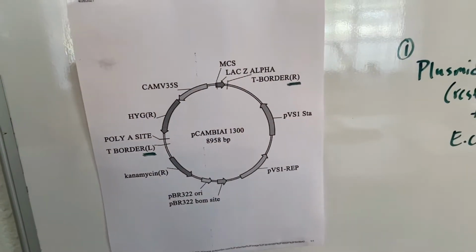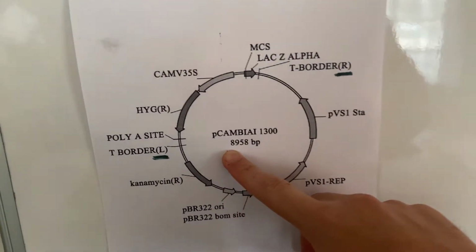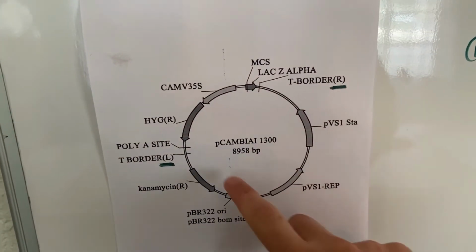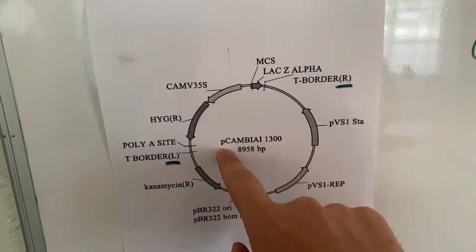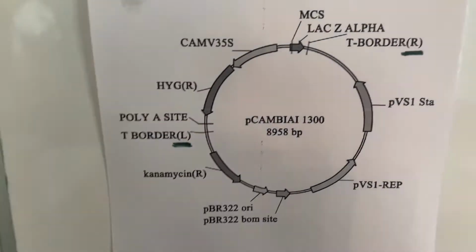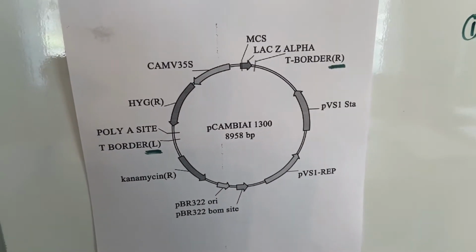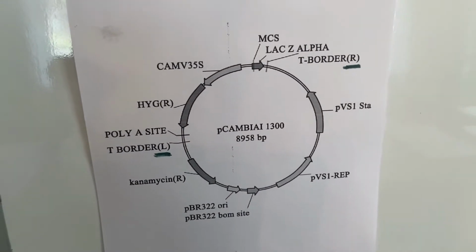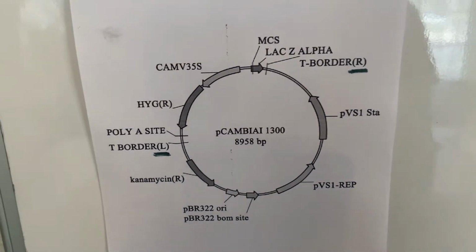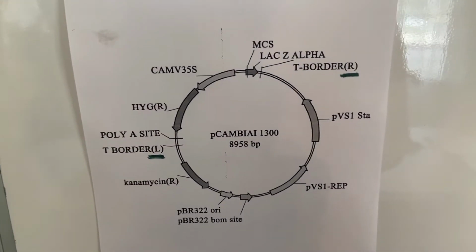So let's look at this pCAMBIA 1300 plasmid. First of all, plasmids, you can find them online and you can get them from Addgene. The convention for naming these plasmids is they'll always start with a P that denotes the plasmid, and then they'll have another name after that. But pCAMBIA is interesting because we're going to be putting this into two different kinds of bacteria. So it needs to have the machinery to support both species of bacteria that we're going to be putting it in. We're going to be putting it into E. coli, but we're also going to be putting it into Agrobacterium tumefaciens, two different species.